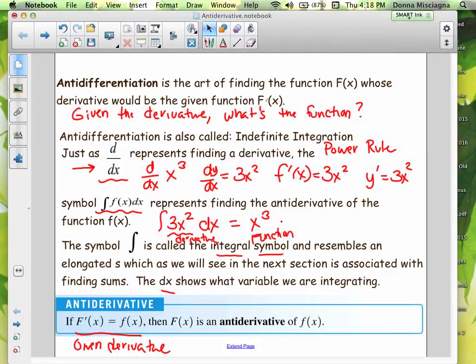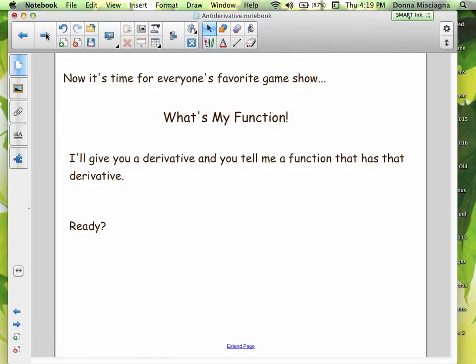To give you a little bit of a sense of what we're doing when we take the antiderivative, I thought we'd play everyone's favorite game show, What's My Function? I'll give you a derivative and see if you can tell me the function that has that function as its derivative.